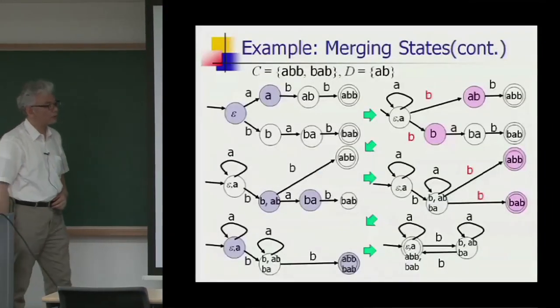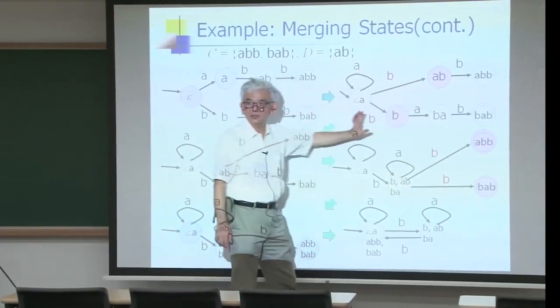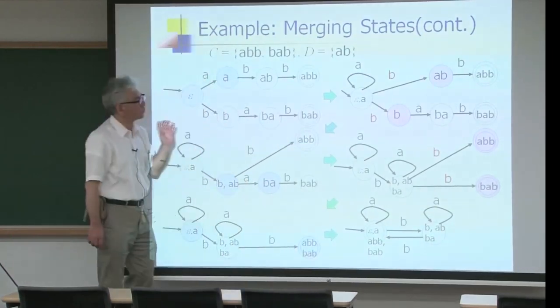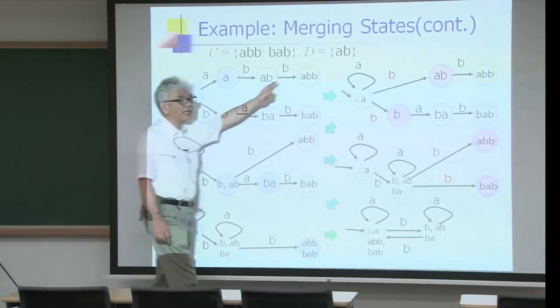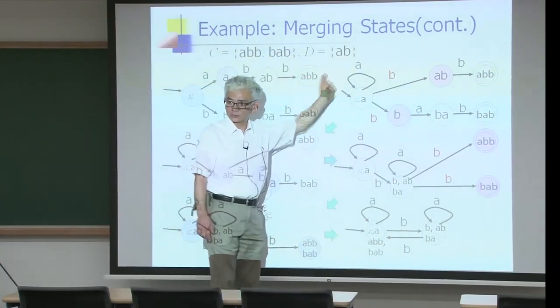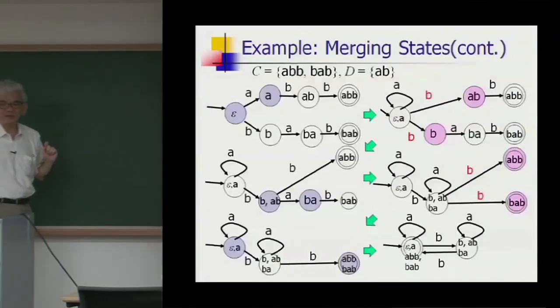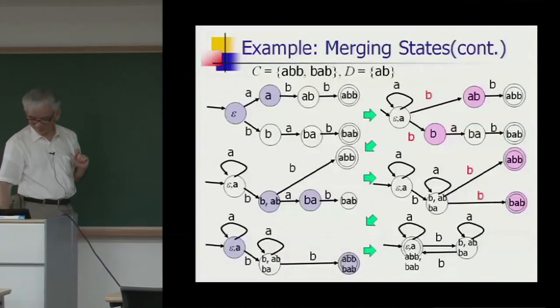The key point is removing the contradiction by merging, but for avoiding overgeneralization, we use negative examples. Okay? Do you remember? Okay.